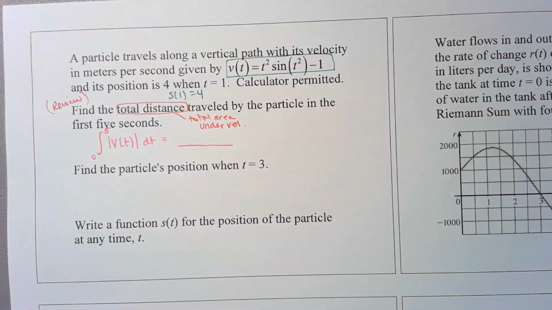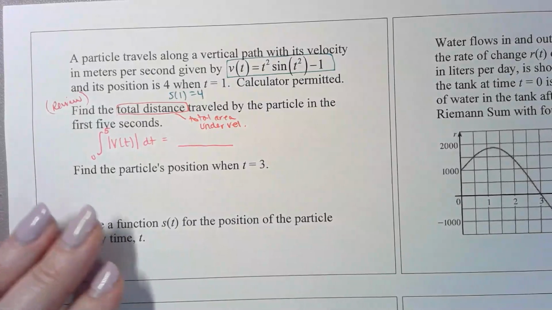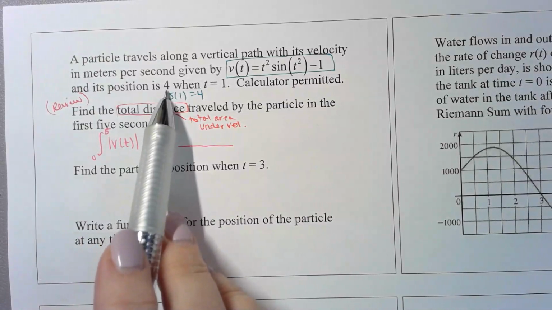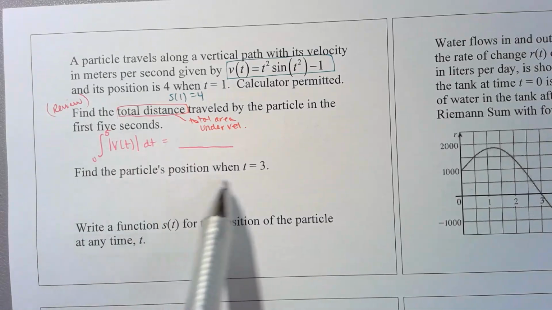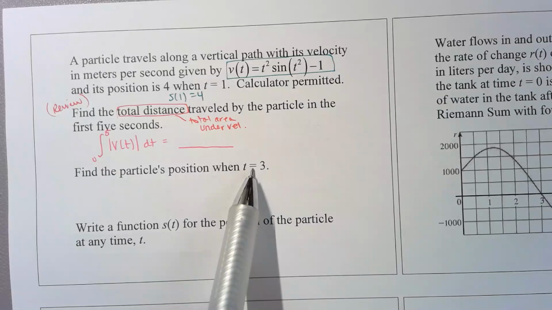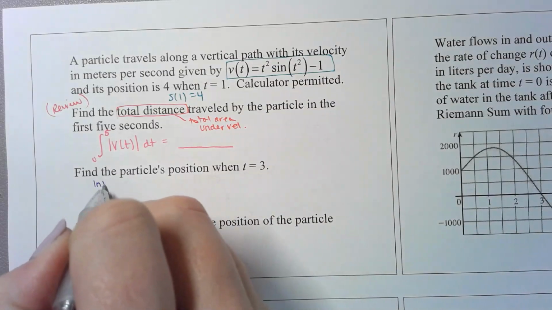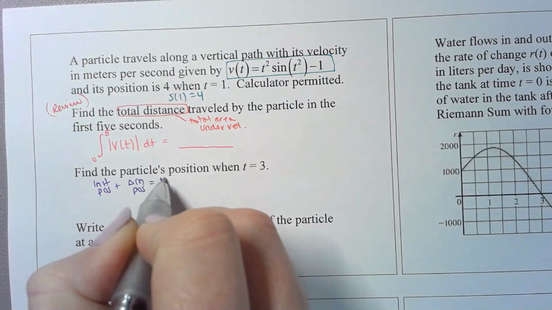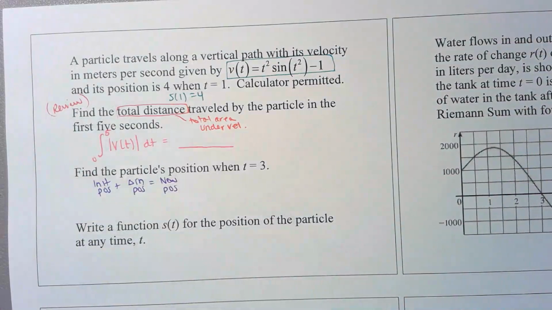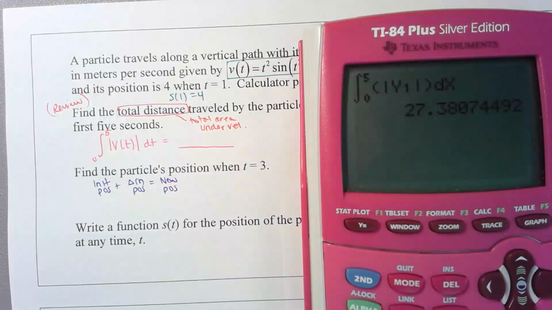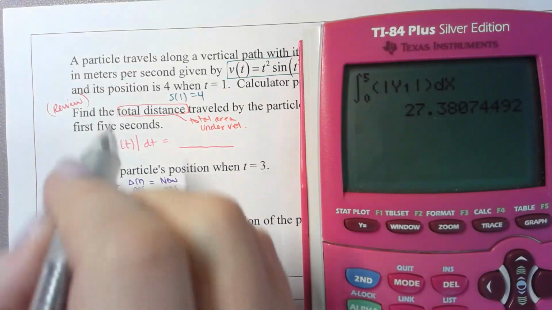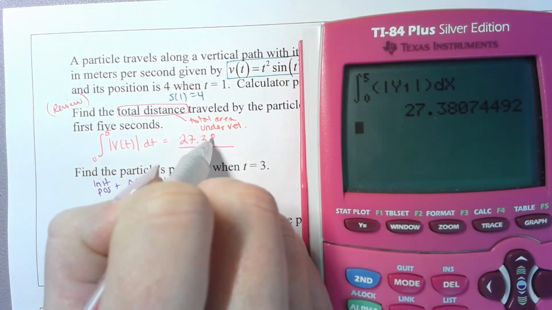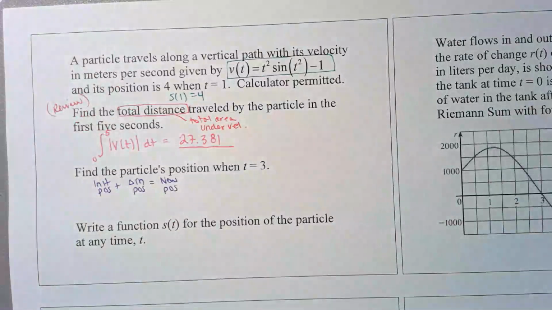It's not labeled that way. This one says find the particle's position at time 3. So I know the position of the particle at time 1. I would like to find the position at time 3. I'm thinking, oh, initial position plus change in position equals new position. And you will not believe it, this answer finally just popped up like 4 seconds ago. So if you're interested, sorry to interrupt, the answer to that one is 27.380 or 381. Okay, sorry.